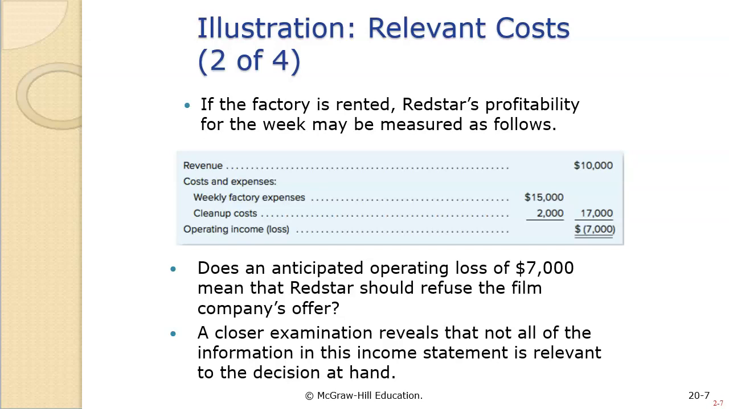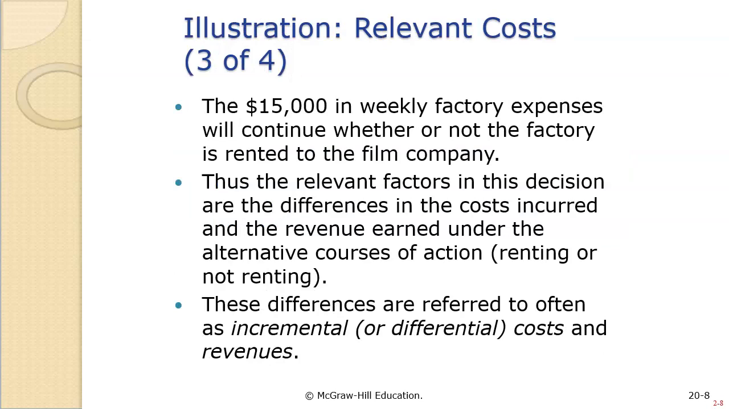Okay, that's one way to look at it. That's just preparing a regular income statement, right? Does an anticipated operating loss of 7,000 mean Red Star should refuse the film company's offer? As you guys are alluding to, no, they probably should take it. Yep, because the 15,000 is the sunk cost. In other words, they're going to have that cost no matter what. It's going to continue no matter if they rent out the factory.